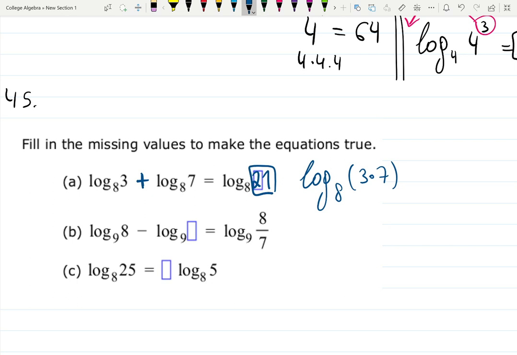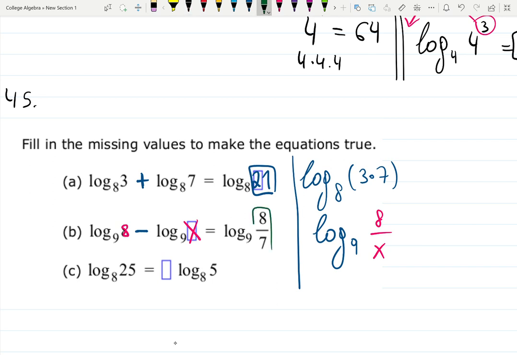When you have a minus sign like this, then you know it's going to be log of a division, base 9. And then whoever goes first goes to the numerator. So it's going to be 8 over. The second one seems to be missing, so I'm going to put x. But on the right hand side, it says that it should be 8 over 7. So x is 7. Basically, they're checking that you remember the properties.